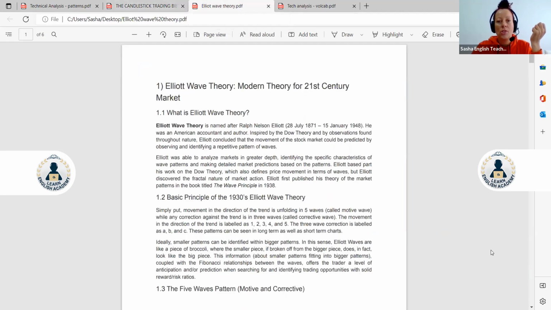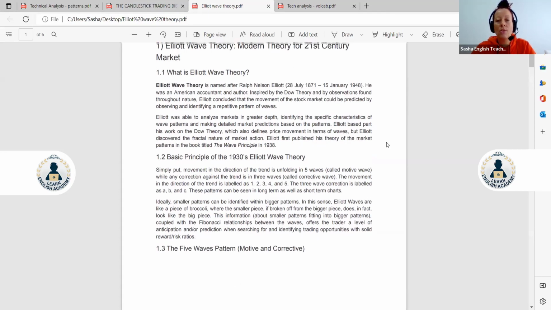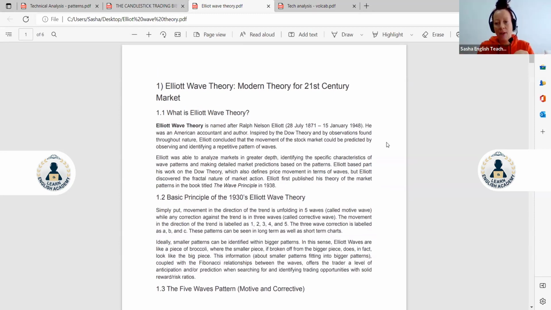Okay, so I'm just going to read through it. Obviously, the Elliott wave theory, modern theory for the 21st century market. So what is the Elliott wave theory? And I know in the PDF I sent you, we just touched on it, there was one page really explaining it. So the Elliott wave theory is named after Ralph Nelson Elliott, who was born on the 28th of July, 1871, and died on the 15th of January, 1948.